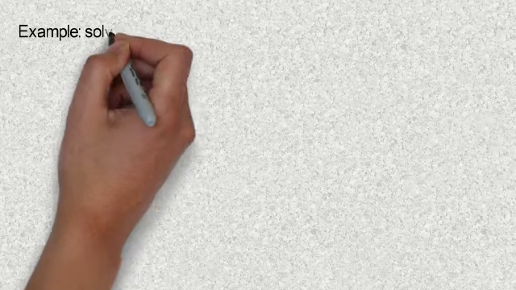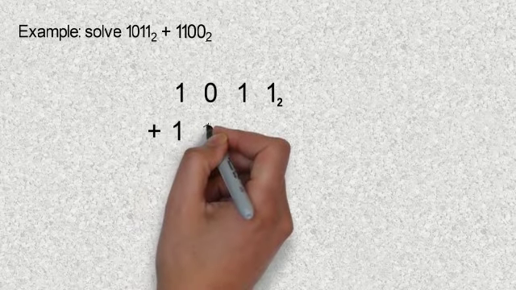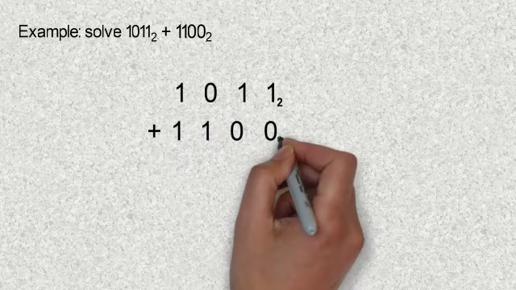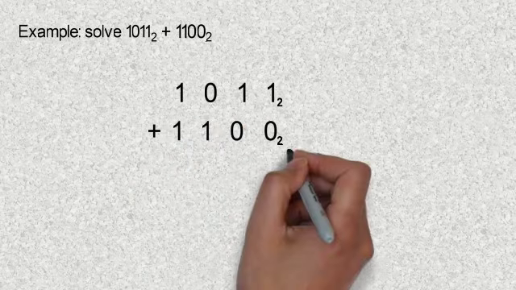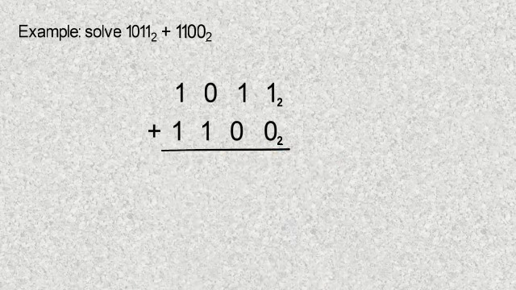Example 1. Solve 1011 base 2 plus 1100 base 2. So what do we do here? We first do our arrangement. So we arrange in this form. We have 1011 base 2. We put our addition sign to show that we are performing addition. So we add the second number beneath it, that's 1100 base 2. So we draw our line, then we write our answer beneath the line.